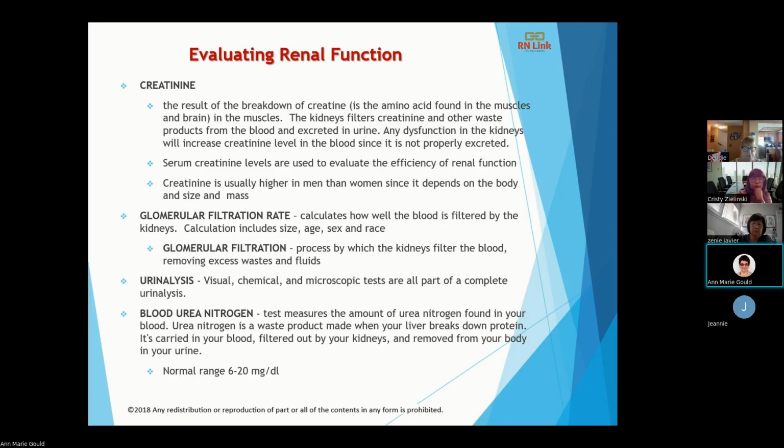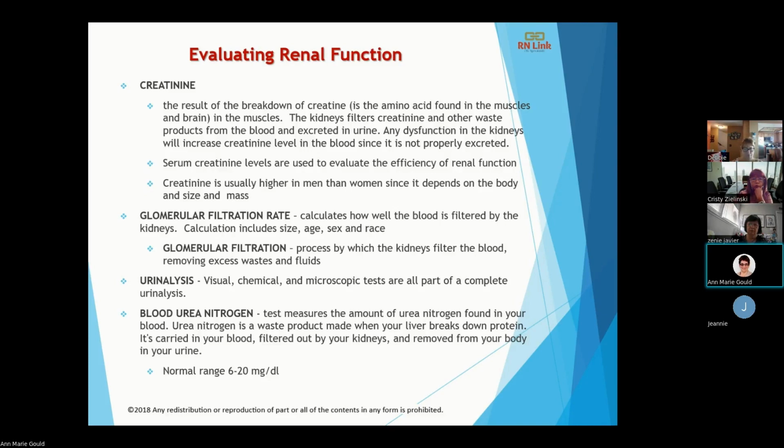And then, of course, your BUN, your blood urea nitrogen. This test measures how much urea nitrogen is found in the blood. Okay. So this is a waste product. We want to get rid of this urea nitrogen because it's made when your liver breaks down protein. The amino acids are reabsorbed, but urea nitrogen wants to go away. You want it out of your body, right? So it's carried through your blood, filtered out by your kidneys, and then it's removed with the urine.